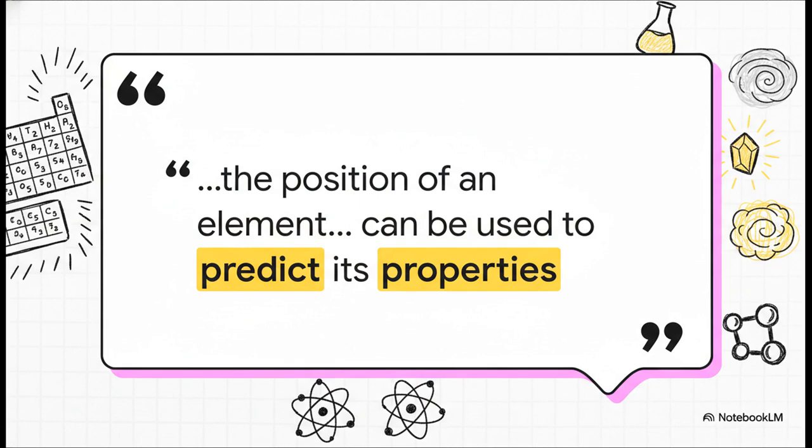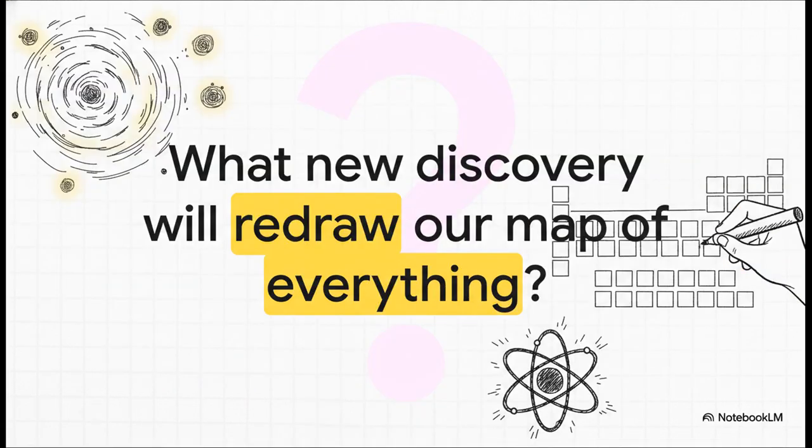By simply knowing an element's address, its group, and its period, you can make unbelievably accurate predictions about its reactivity, what it looks like, and how it's going to interact with everything else in the universe. And this map? It isn't even finished yet. Scientists are constantly creating new elements in labs. The last four were only officially given their names back in 2016, which really makes you wonder, doesn't it? What new discovery is waiting just around the corner that's going to redraw our beautiful, elegant map of everything?